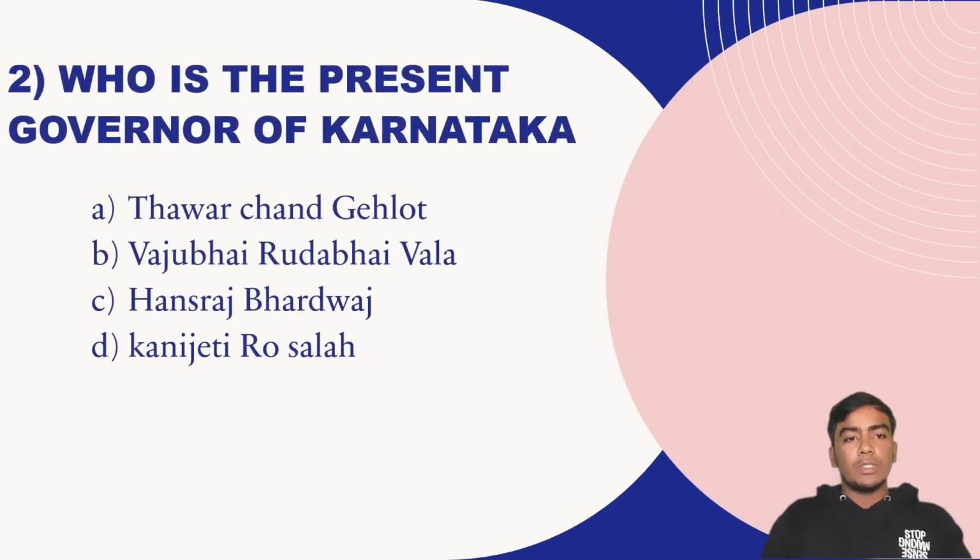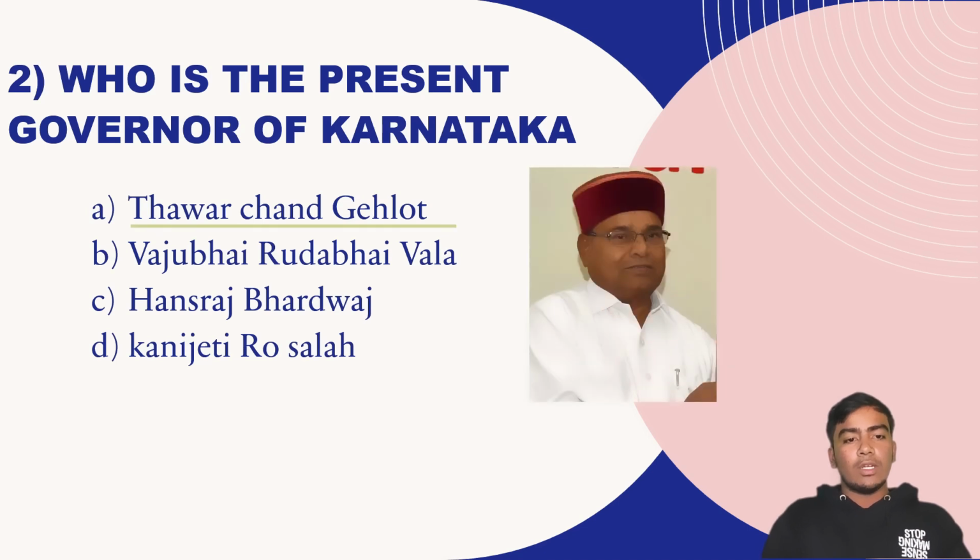The next question is: who is the present governor of Karnataka? The first option is Thawarchand Gehlot, the second option is Vajubhai Rudabhai Vala, the third option is Hansraj Bharadwaj, and the fourth option is Kanji Jeti Rosala. The correct option is option A, Thawarchand Gehlot.